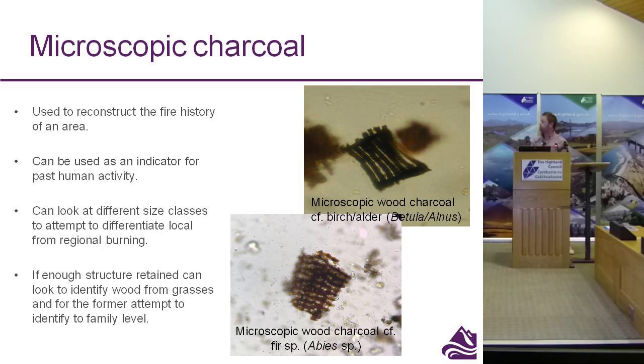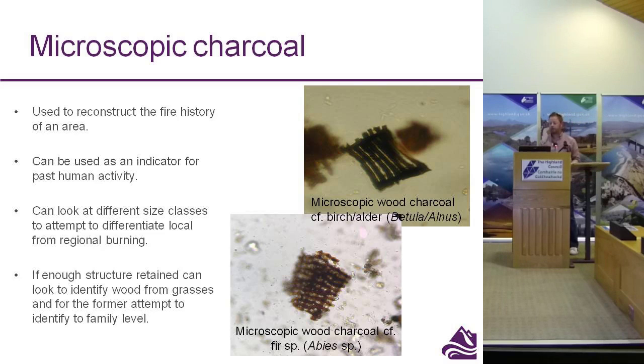But charcoal itself, we can look at in terms of abundance, and we can look at it in terms of size. So the larger the size, the closer you are to the actual fire event. But potentially we can also identify what things are being burnt. Sometimes charcoal retains structure, and this allows us to identify it as either grasses, rushes, or wood from looking at the anatomy. So you can see there two very different bits of charcoal.